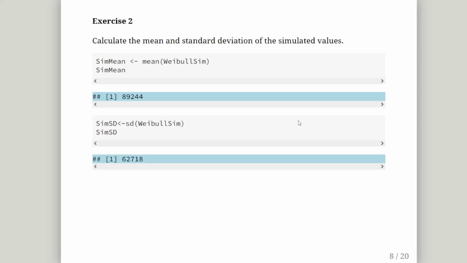Well, that's straightforward enough. We have them saved as a vector there called Weibull sim. So get the mean of that, which we're going to save as sim mean. The reason for that will become clear shortly. So our sim mean is 89,244. And the standard deviation is sim SD, which is the standard deviation of Weibull sim. We're going to save that as sim SD. That value is 62,718. So that's exercise two.